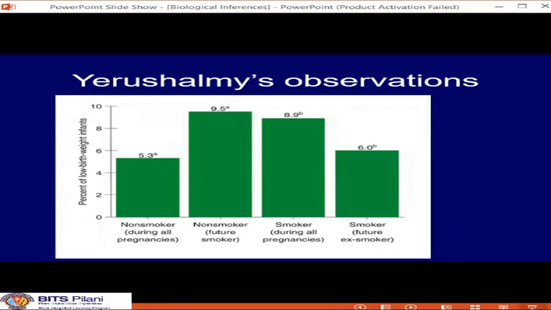So looking at the behavior of smokers, and this is known to happen, people smoke, some start smoking, some stop smoking. But he looked at the current birth weight of those babies and compared it with their future status, which I've just described, the four groups. Let's see what the data shows. Interestingly, non-smokers who never smoked during this pregnancy or the future pregnancy had about the same percentage of low birth weight as women who smoked during this pregnancy but stopped in the future.